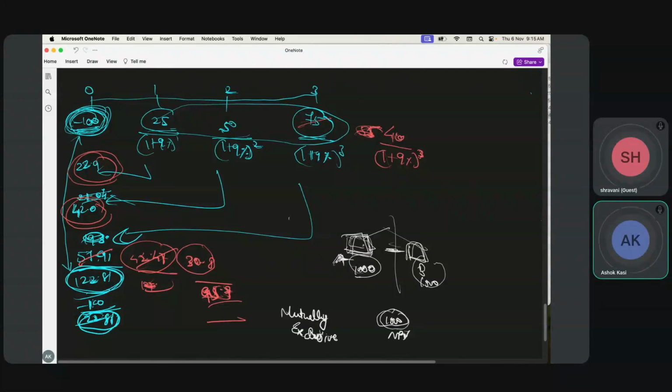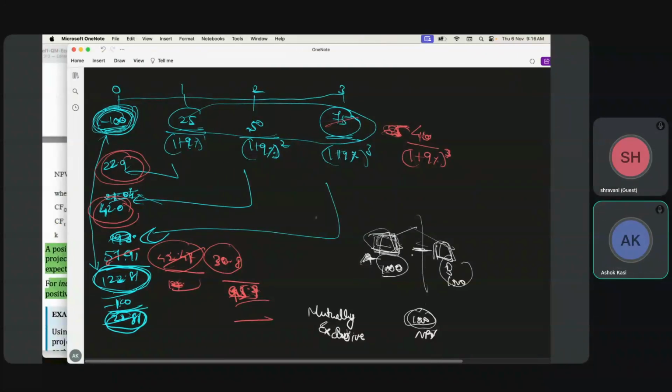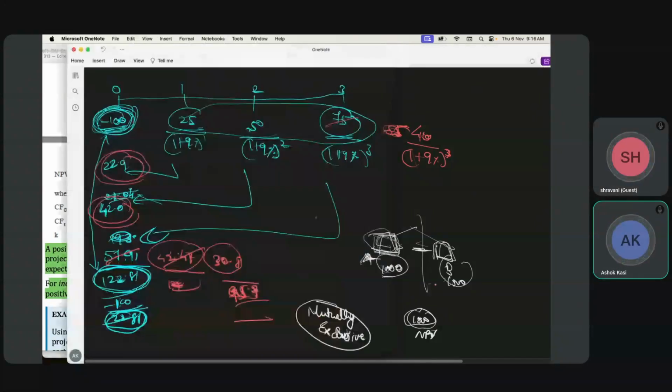Independent projects means these are all different projects. Because you have limited capital, you have to select one. So then it becomes mutually exclusive. See here, that's why they said reject with negative NPV. So they both are independent. Imagine here you are getting positive NPV 22 and here minus 10. Then you reject the second one.